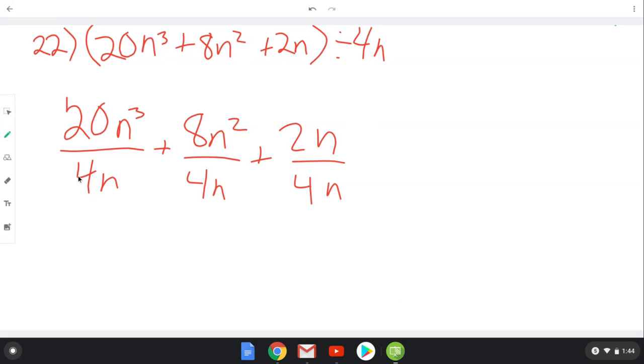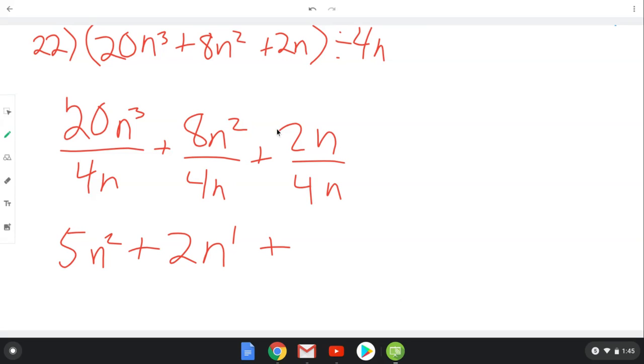So we're going to do 20 divided by 4 is 5, and we have n cubed minus n to the first. So remember, when we divide powers, we subtract the exponents. So this is n to the 3 minus 1. 3 minus 1, so that's n squared, plus we have 8 divided by 4, so that's 2. And then n to the 2 minus 1. So n to the 2 minus 1 is just 1. Or we don't even have to write the 1.